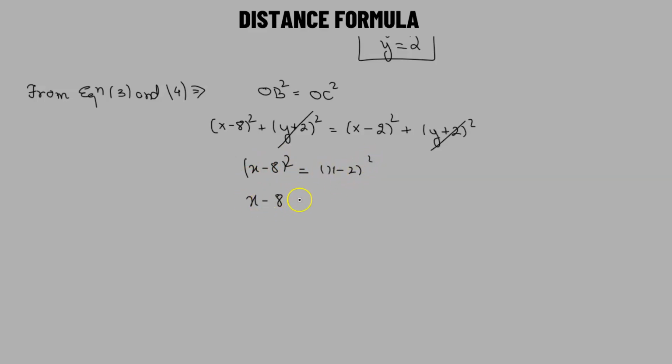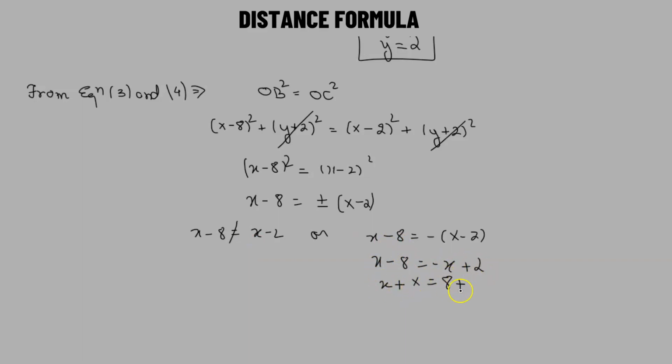Taking the square root gives us x minus 8 equals plus or minus (x minus 2). That means we have x minus 8 equals x minus 2, or we have x minus 8 equals negative of (x minus 2). So the first is not going to be a valid equation. So we now have x minus 8 equals negative x plus 2. We have x plus x equals 8 plus 2. So we get 2x equals 10, which implies x equals 5.